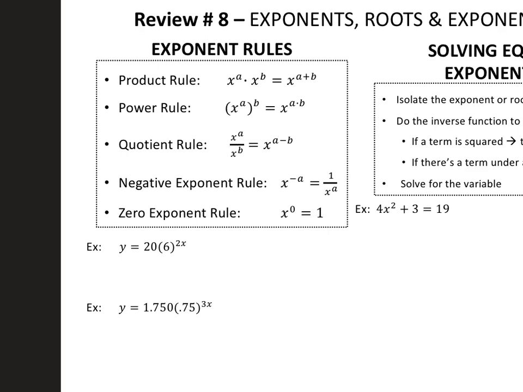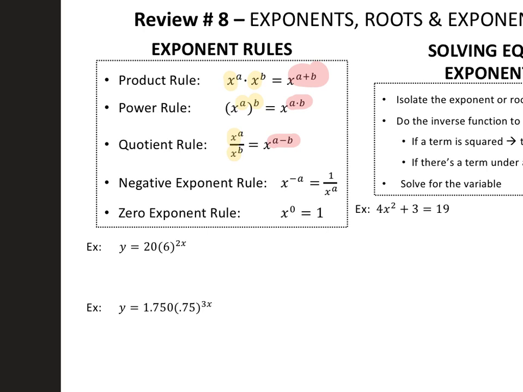The product rule is x to the a times x to the b. So essentially, whenever you have the same base, you can add the exponents. Because the x is the same here, you would just add your exponents up top here. The power rule is anytime you have a base raised to an exponent and then that whole thing is raised to another exponent, you're going to multiply those. The quotient rule is if you have the same base on the top and the bottom of a fraction, so x here, you would then subtract the exponents.